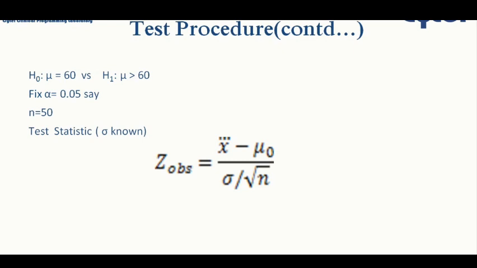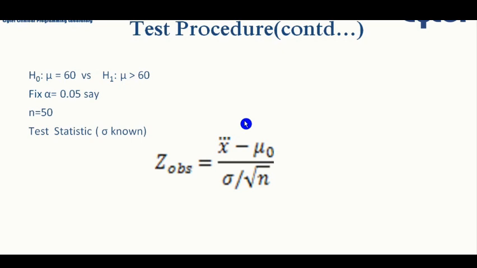Then divide by sigma upon root n. Divide by sigma upon root n. So having computed this value, you will get the value of the test statistic.